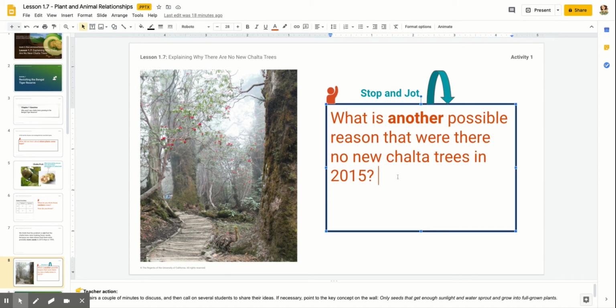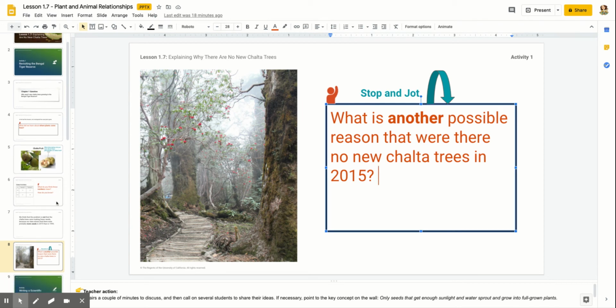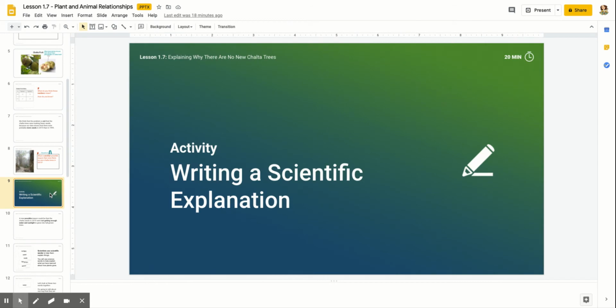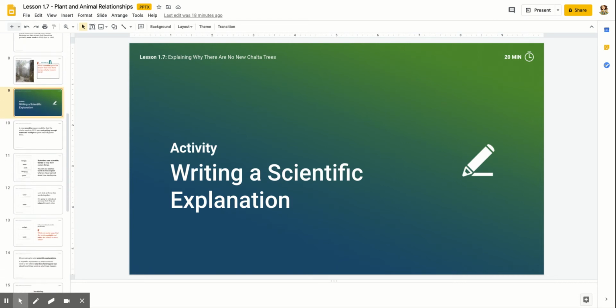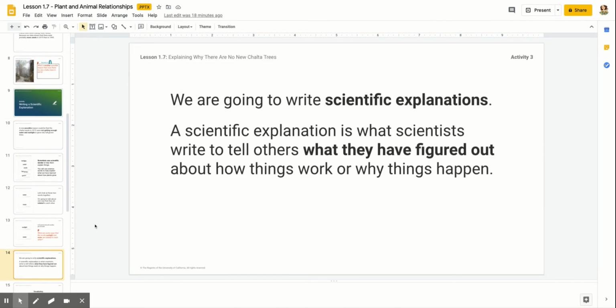So this is your stop and jot number 3. You're going to stop, click in this box, and jot down what you think based off of maybe looking at this picture and maybe looking at the seeds from the last slide and using the data from the chart. Once you got all those ideas together, boys and girls, we are going to write a scientific explanation. So a scientific explanation is what scientists write to tell others what they have figured out about how things work or why things happen.